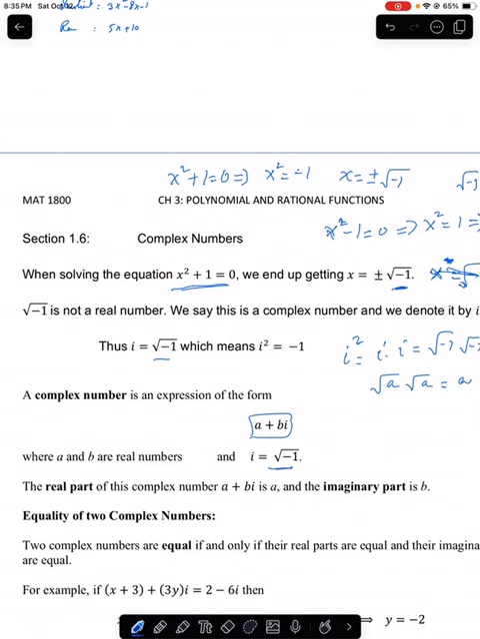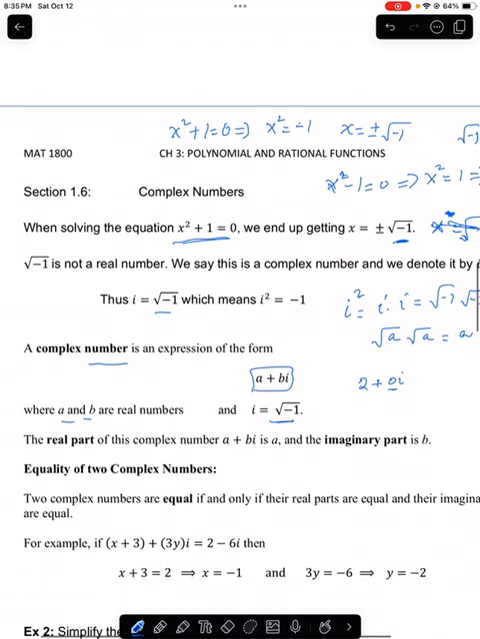So real numbers are also treated as complex numbers, because, for example, if I have 2, a real number, I can write it as 2 plus 0i. 0 is also a real number. So this satisfies the definition of a complex number, that a and b should be real numbers, and then one of them is multiplied by i. Okay, so then the real part of this complex number a plus bi is a, and the imaginary part is b.